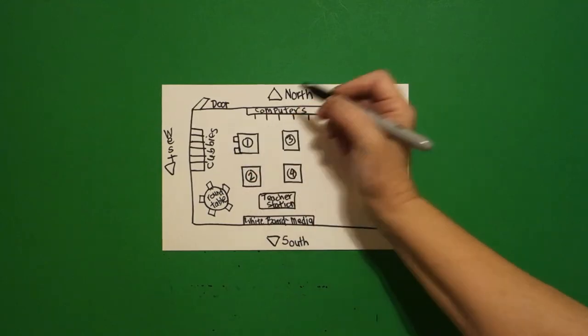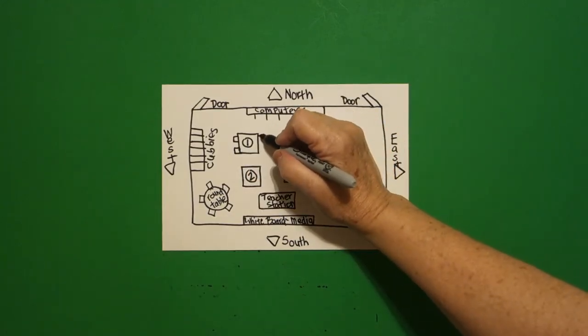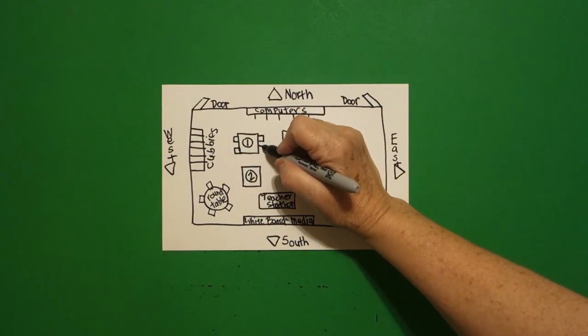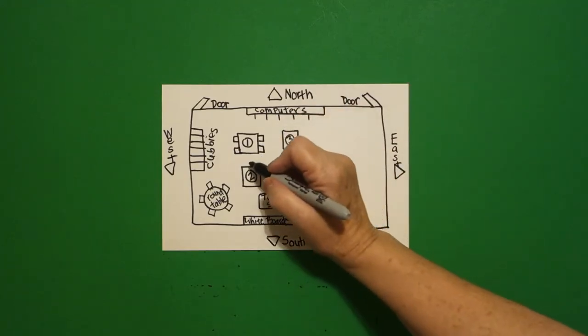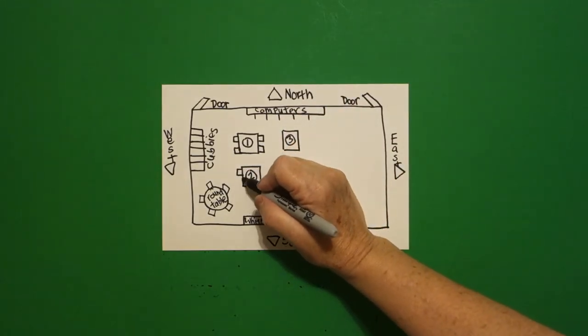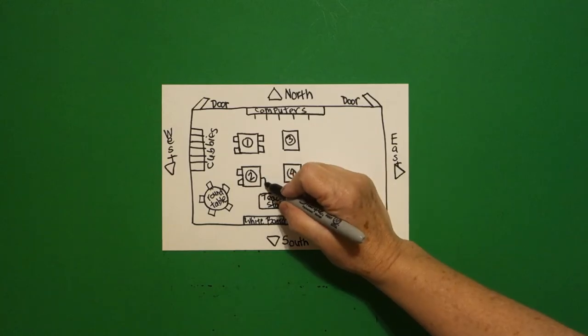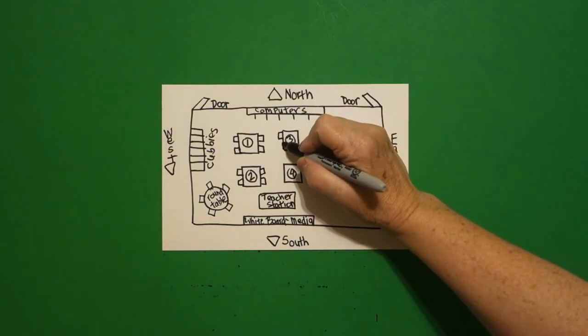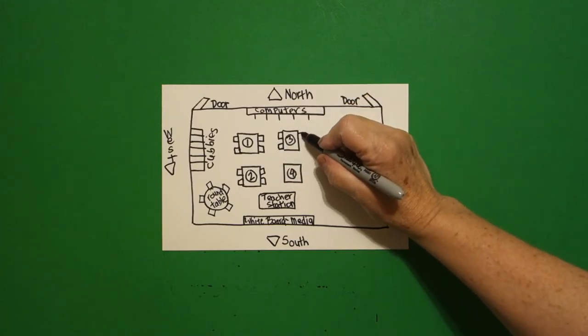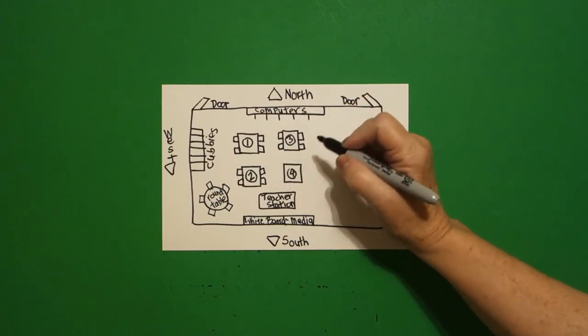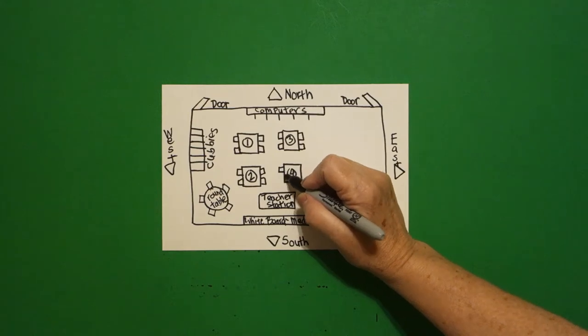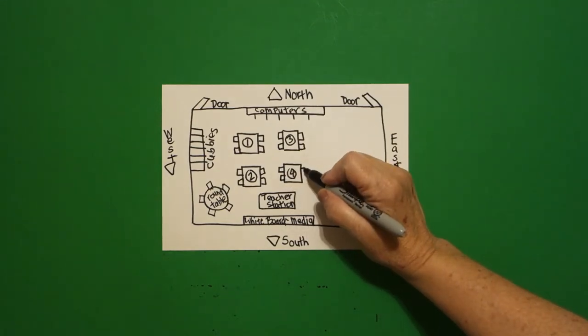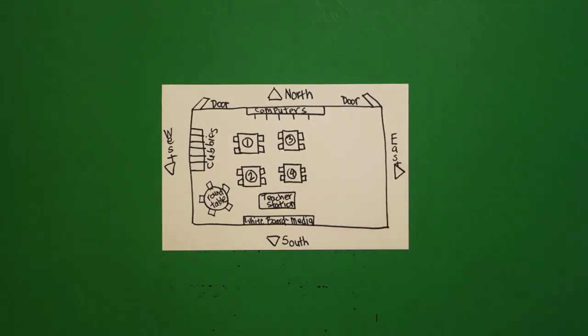I'm going to put straight line, straight line, straight line, connect, straight line, straight line, straight line, connect. These are chairs. Now, some of you might have more or less children at each table, and that's fine. I'm just going to put 4, but I bet some places will have less, some places will have more.